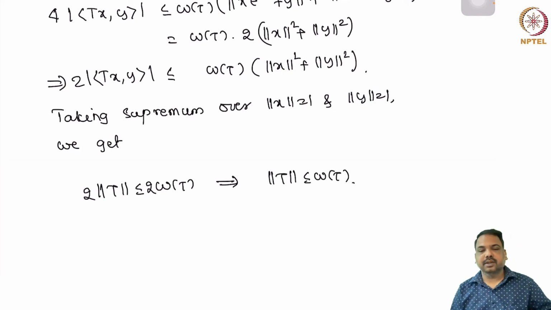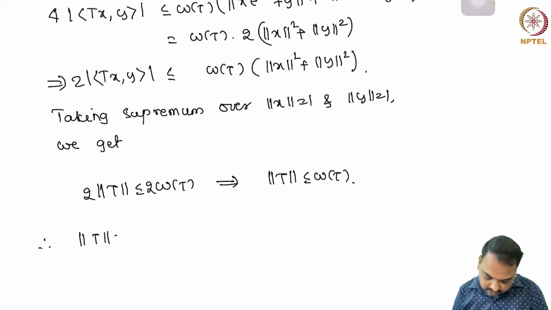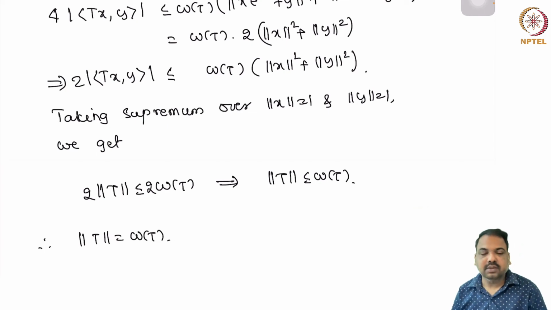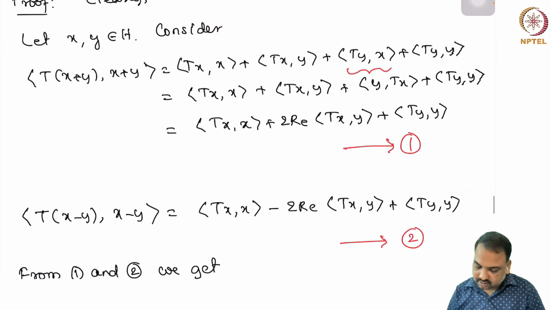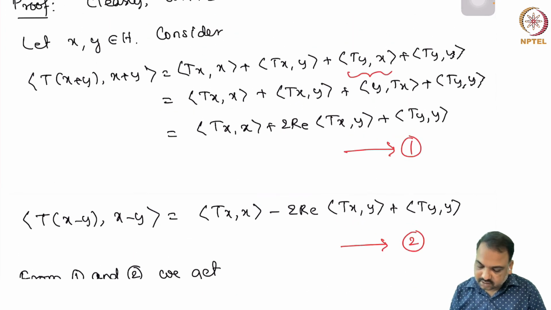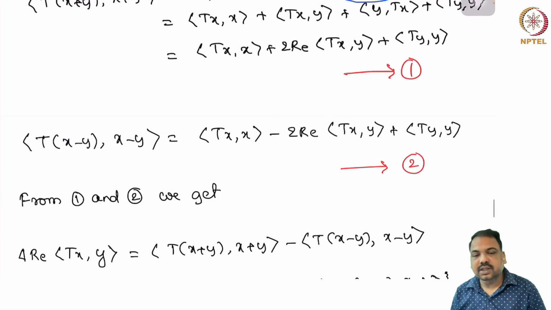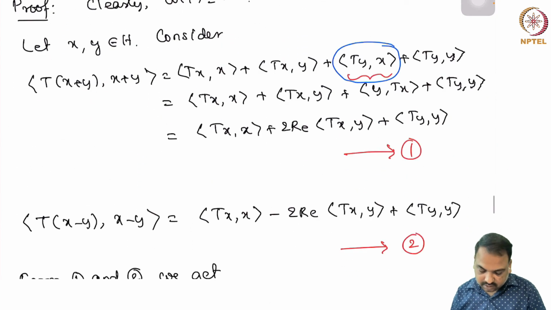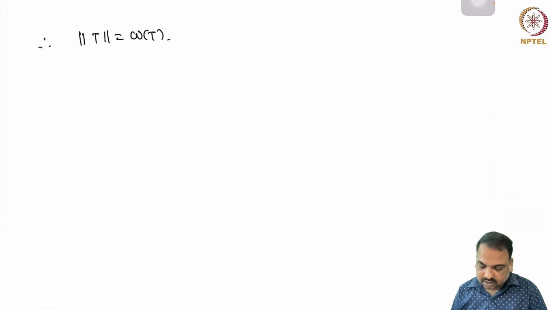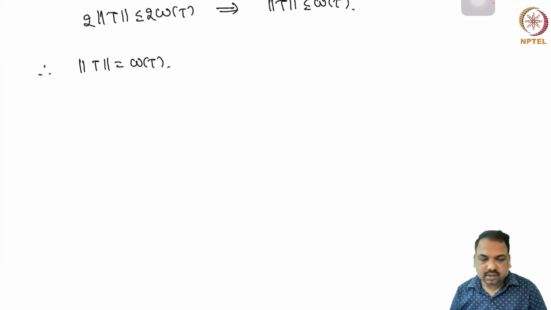But we know the other inequality earlier, so therefore we can say that norm T and omega T are the same. We assumed that T is self-adjoint, so the fact that T is self-adjoint is used at this place. So for a self-adjoint operator, we have shown that the numerical radius and the norm of the operator are the same. Now we can ask the question: can we get this equality for a bigger class of operators?